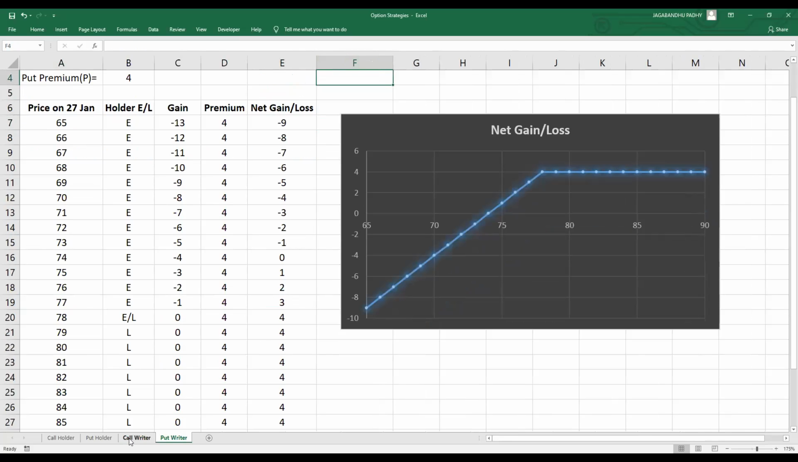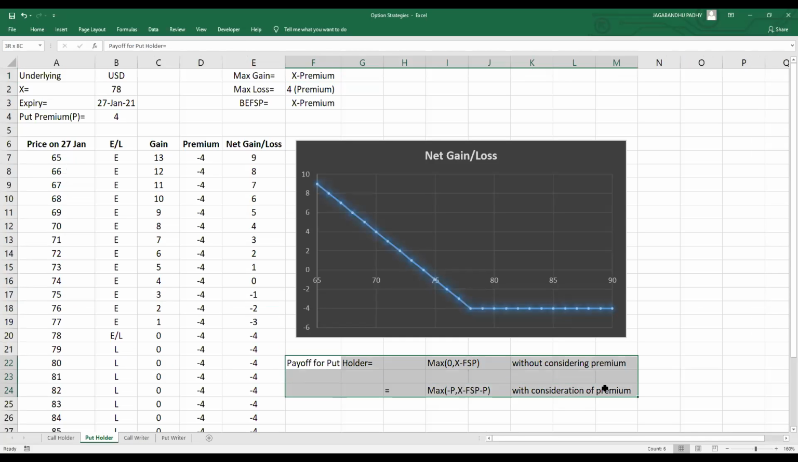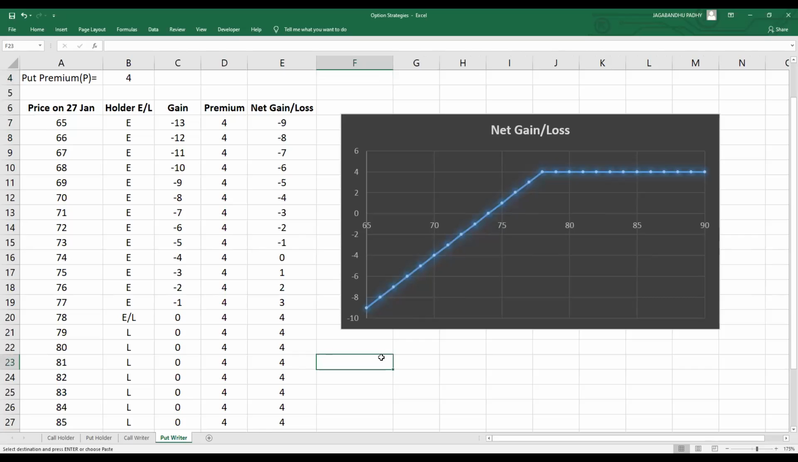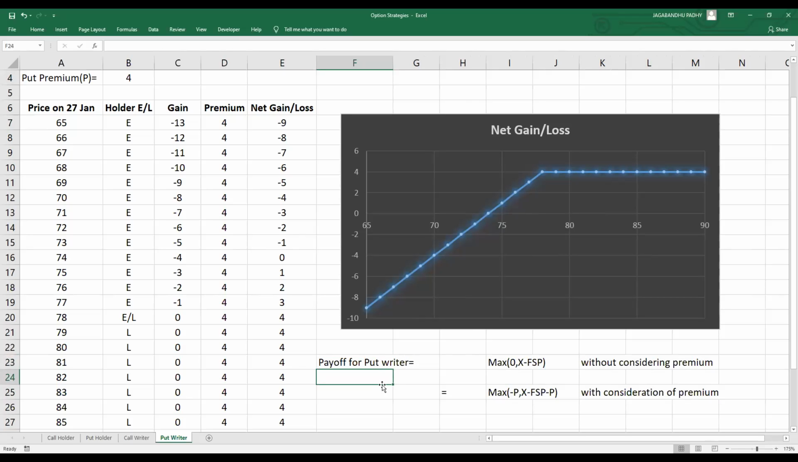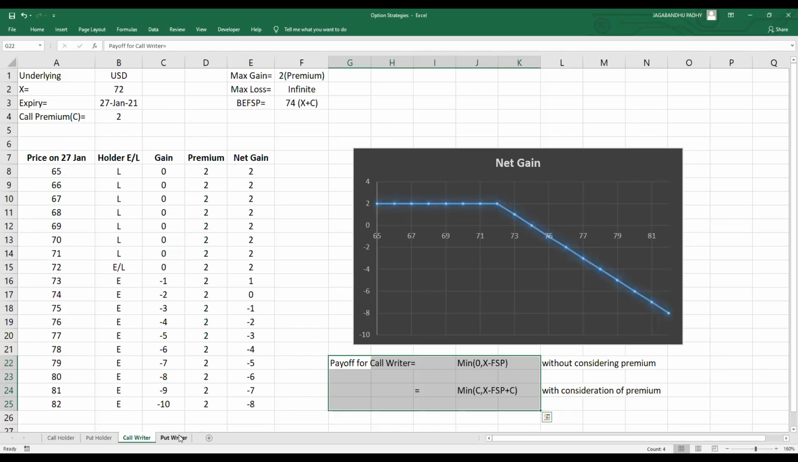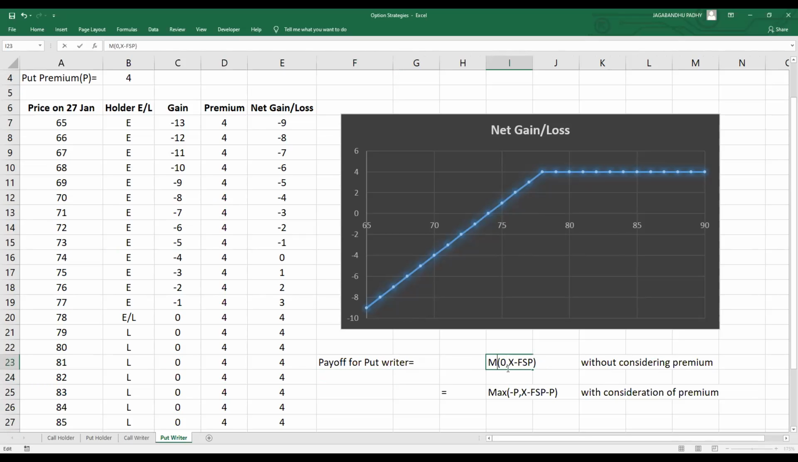Okay, then finally coming to this aspect, payoff for a put writer. Payoff for a put writer is going to be minimum of 0 and FSP minus strike price. And this is going to be minimum of put premium and FSP minus strike price plus the put. This is with consideration of the put premium.